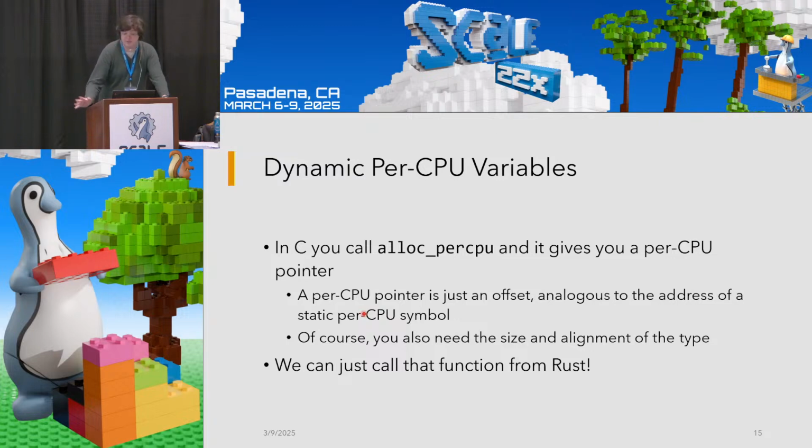There's this nice alloc per CPU function. It gives you a per CPU pointer, and that's a function. We can call it from Rust. That makes our life a lot easier, so we don't have to re-implement all of this allocation strategy in Rust. And a per CPU pointer is just an offset, and this is, again, analogous to the address of a static per CPU symbol. And you also need the size and alignment of the type and all of the other fun allocating things that we have to deal with when allocating memory in the kernel, but again, that's kind of outside the scope of this talk.